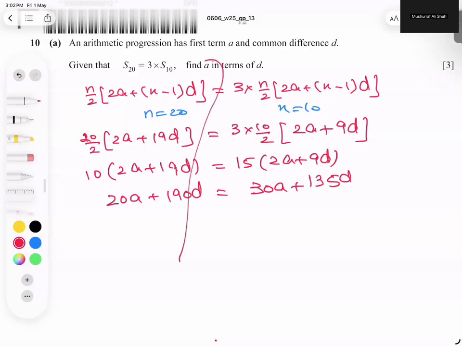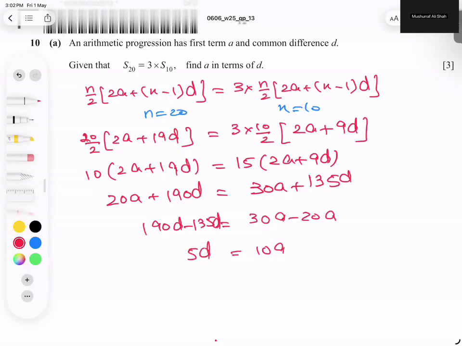Now we have to make a the subject, students. So I will bring 20a to this side and the other term to the other side. So I got 30a minus 20a and 190d minus 135d. So here I got 10a, and here out of 10, 5, out of 55d. And finally, I can say I got 10a is equal to 55d.